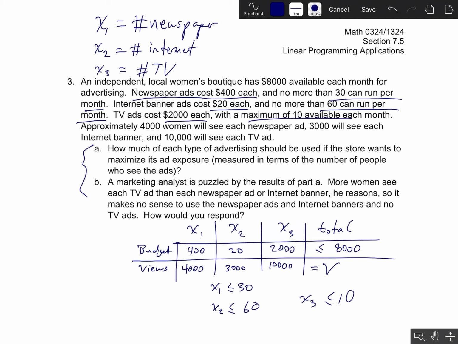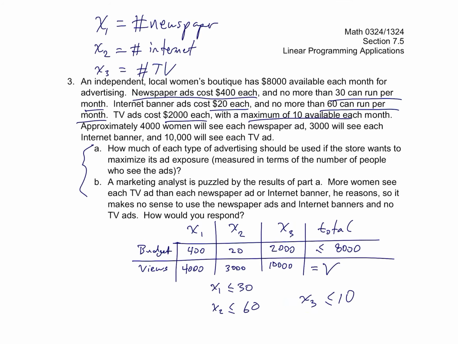So maybe it's worth observing that x3, the number of TV ads, is constrained to be at most 10 each month. However, we couldn't even afford 10 based on our budget. If we wanted to, we can afford at most 4 TV ads per month. So it turns out that this is not going to really be relevant because our budgetary constraint already includes that we won't be able to afford more than 10 TV ads. So we don't technically need this constraint. It's possible to have redundant constraints like that.